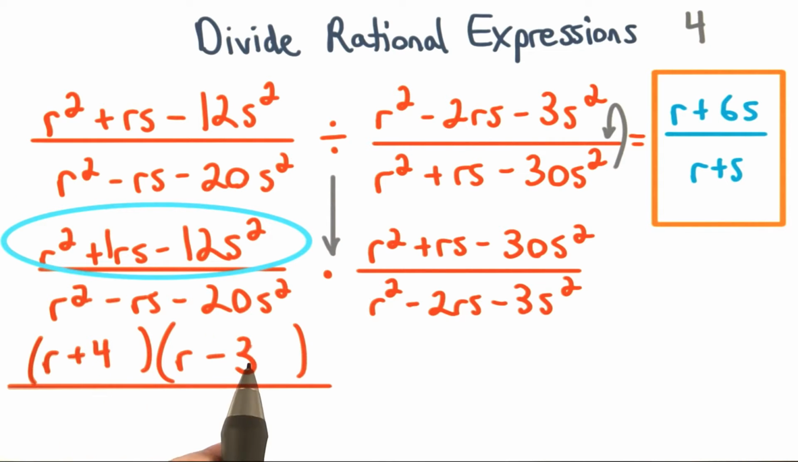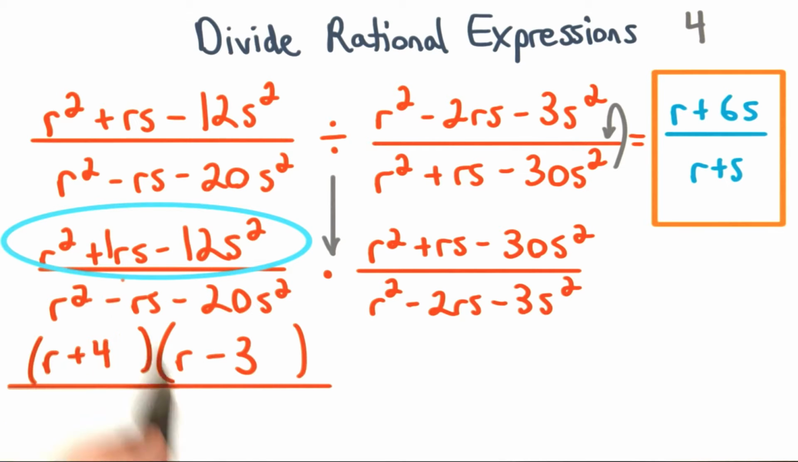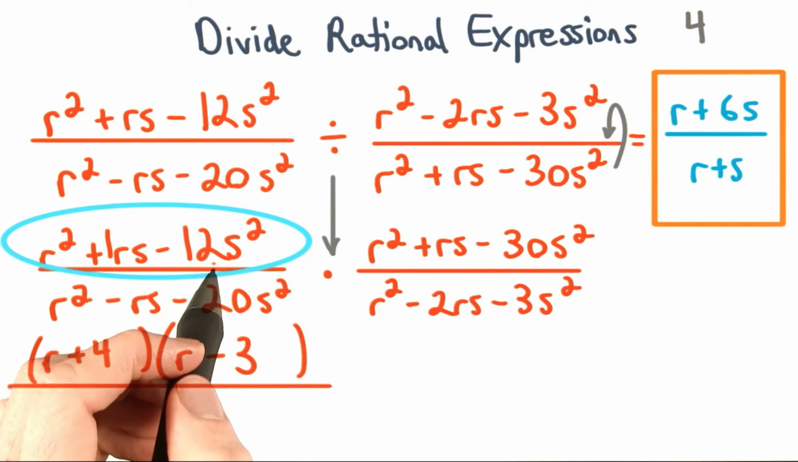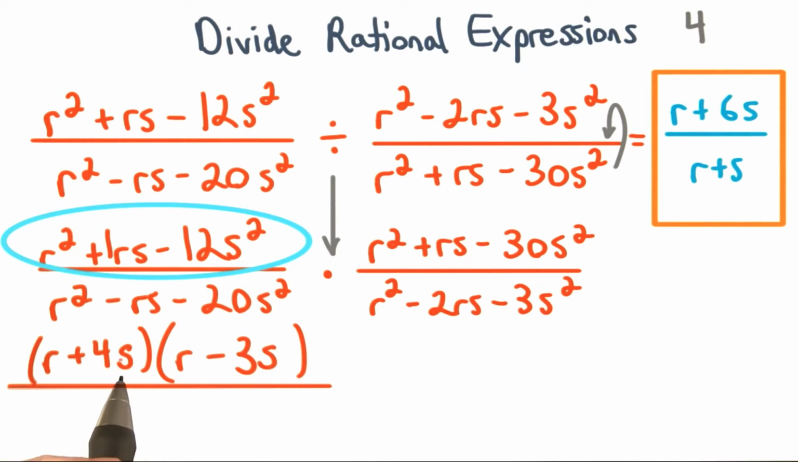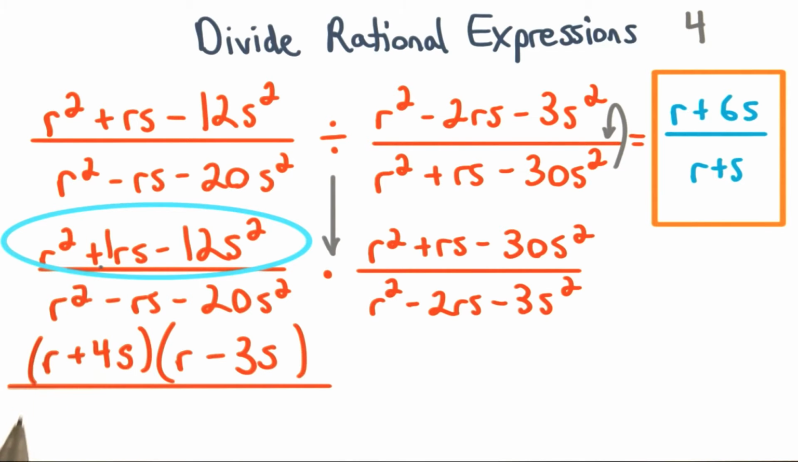We know positive 4 and negative 3 multiply to give us negative 12 and sum to give us positive 1. But notice that I need a negative 12s squared for my last term. This must mean that I need a variable of s after each of these numbers. We can quickly check this factoring by multiplying out the binomials in our head. r times r is r squared, and 4s times negative 3s is negative 12s squared. This positive 1rs comes from multiplying these two terms together and adding it to the result of multiplying these two together. So we have negative 3rs plus 4rs, which is 1rs.